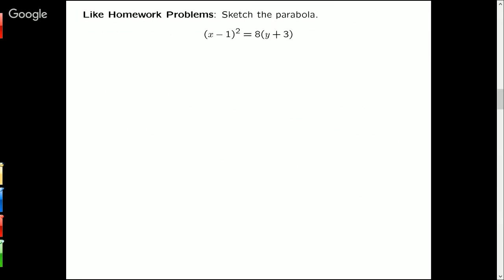Let's do another one. This is in standard form. We have the squared on one side. It's an x squared, so is it a horizontal or vertical opening? Vertical. And the vertex is going to be the point 1, negative 3. It's the opposite sign of what you see inside. X values go with x, y values go with y. So 1, negative 3, and it's vertical. So here's 1, here's negative 3, and it's vertical. Opening up or down? Up.